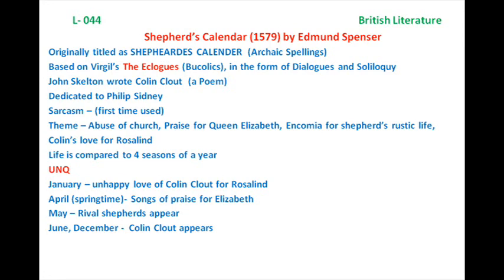So 3 categories, and then the 3 or 4 questions which we discussed about the characters: the poet is praising Elizabeth in the month of April, and Colin Clout appears in the month of June and December, and Colin Clout's love for Rosalind is expressed in the month of January. And rival shepherds appear in the month of May. Month in a sense, the poem about the month of May, in that poem we have the appearance of the rival shepherds. So that's it for this lesson.